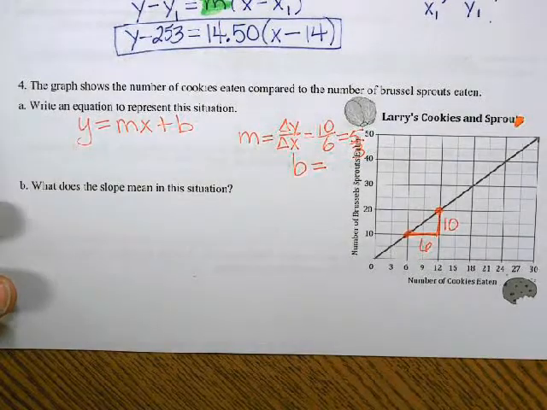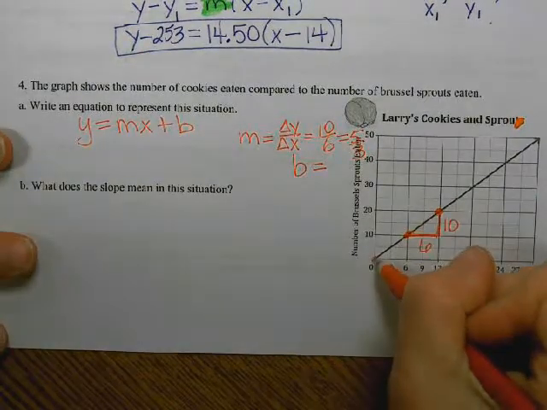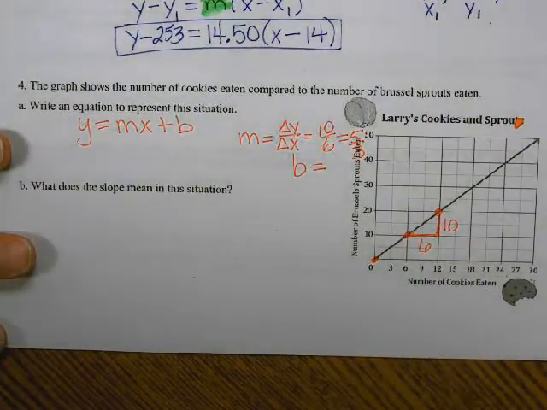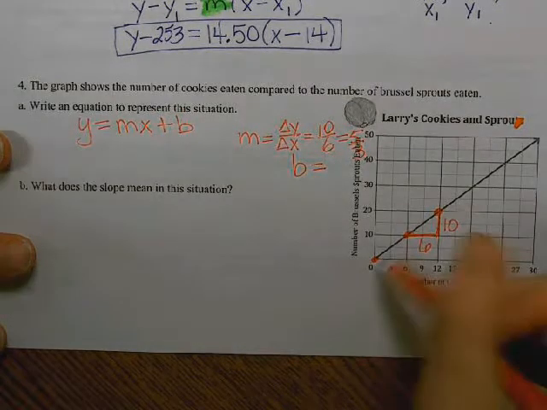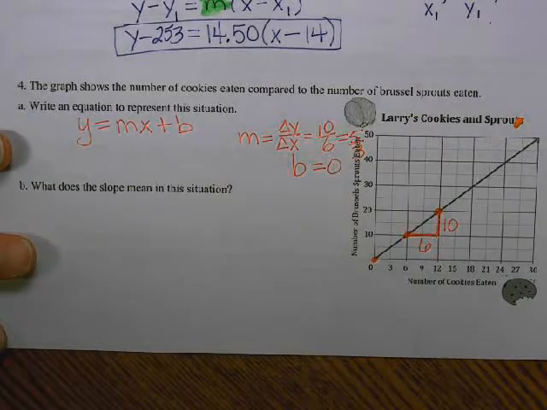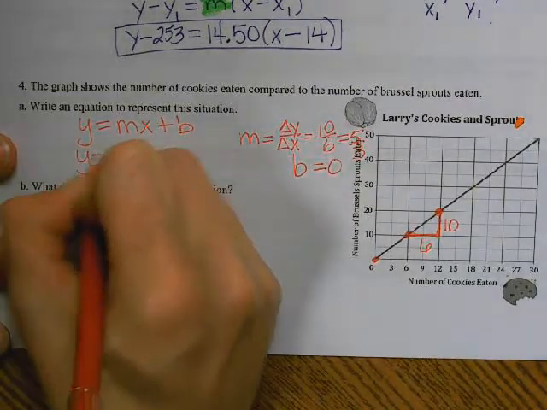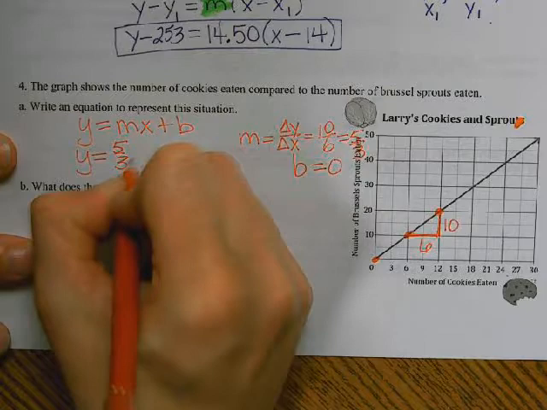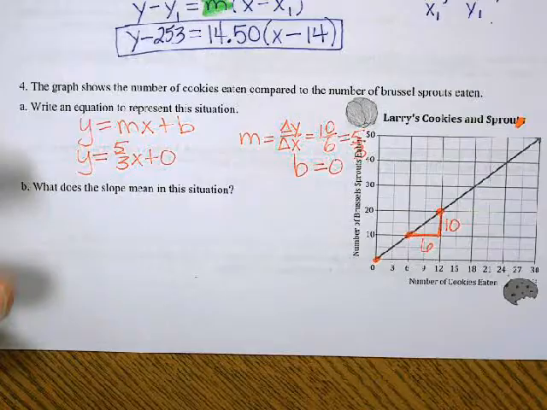Then you look for b. b is going to be down here at the bottom. This is b, where it touches the y-axis, and it touches the y-axis at 0. So then we write our equation: y equals 5/3 x plus 0.